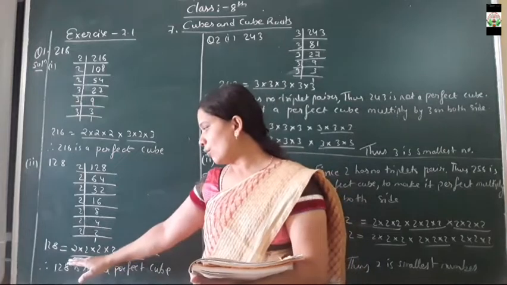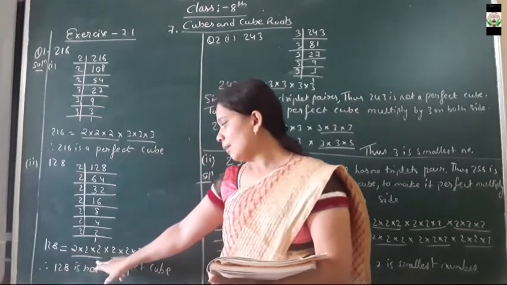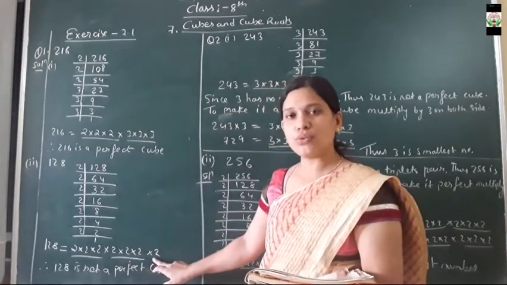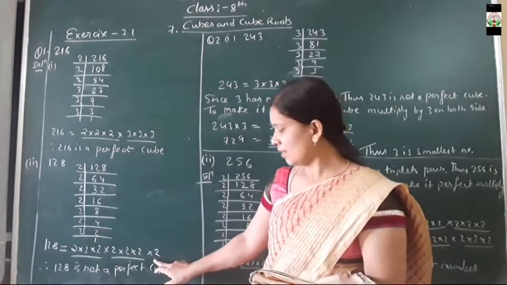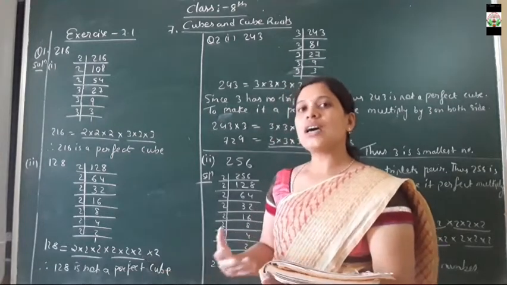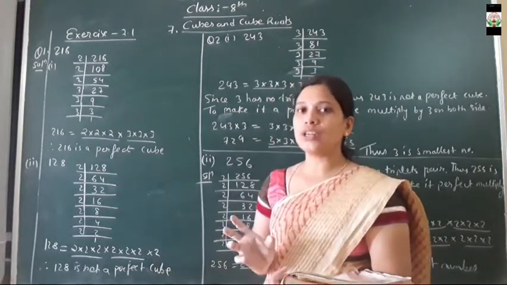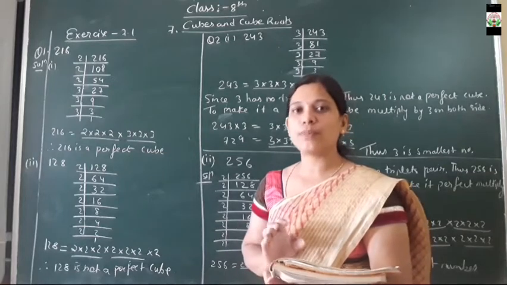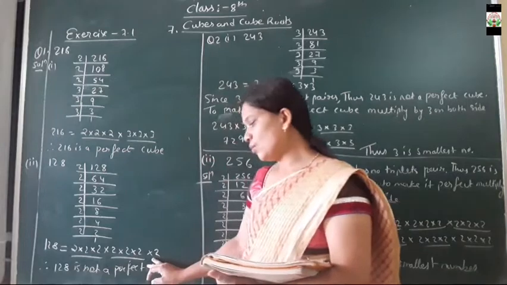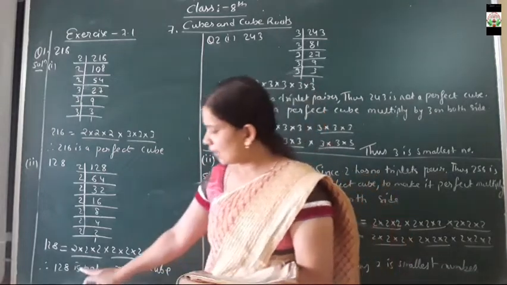Then, all the factors, look, 128 has the factors, this 2 has a pair, this 2 has a pair, but the last 2 is unpaired, isn't it? यहाँ पर जो लास्ट वाला 2 है उसका पेयर नहीं है. If some numbers are unpaired, that means that the number given in the question is not a perfect cube. Thus we can say that since 2 does not have a pair, 128 is not a perfect cube.